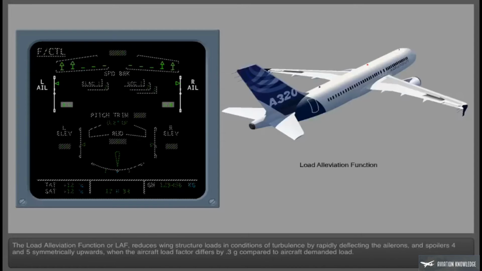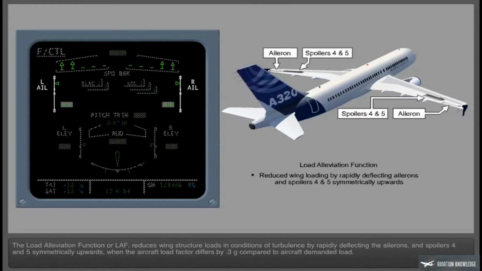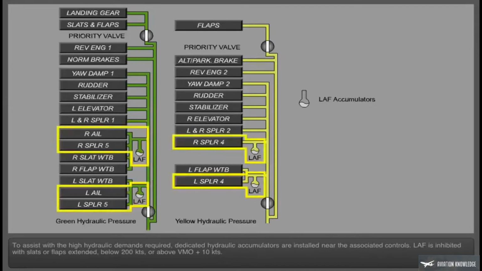The load alleviation function, or LAF, reduces wing structure loads in conditions of turbulence by rapidly deflecting the ailerons and spoilers 4 and 5 symmetrically upwards when the aircraft load factor differs by 0.3 G compared to aircraft demanded load. To assist with the high hydraulic demands required, dedicated hydraulic accumulators are installed near the associated controls. LAF is inhibited with slats or flaps extended below 200 knots, or above VMO plus 10 knots.